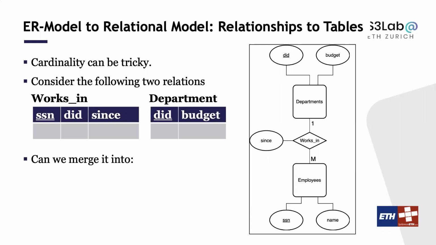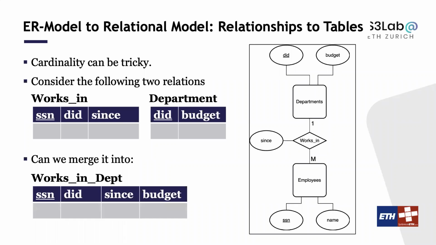Like previously in the last slides, we talked about merging the works in relation and the employee; there are pros and cons. According to your application, maybe you want to choose one or the other. But here, can we merge works in and department? In this case, you get something like this. I have SSN, department ID, and since, so all these three attributes come from the works in relation. And then for each department, I just put the budget here. Okay, I can merge these two.